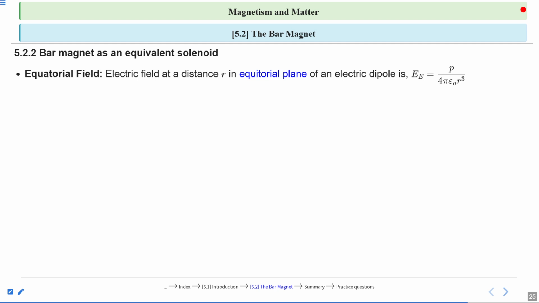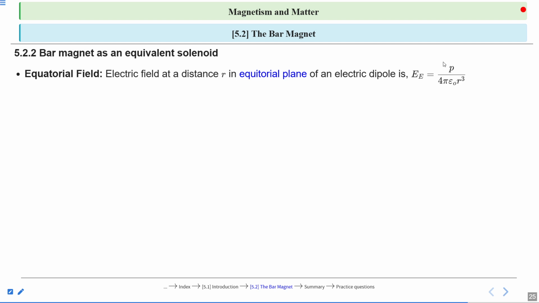line for a short dipole. Which resulted in E_E. E_E means the electric field at the equatorial line, and the magnitude of this electric field at the equatorial line was p upon 4 pi epsilon naught r cube.